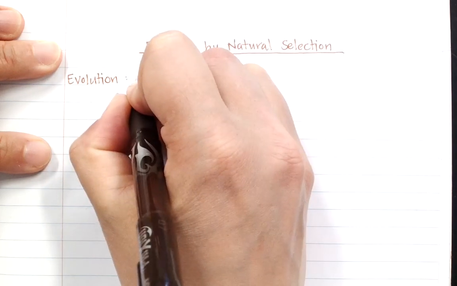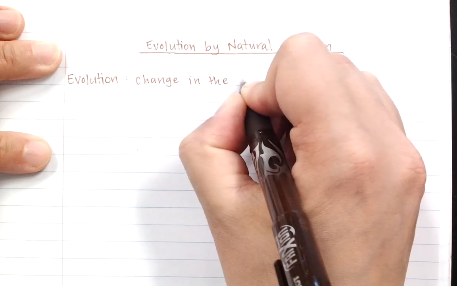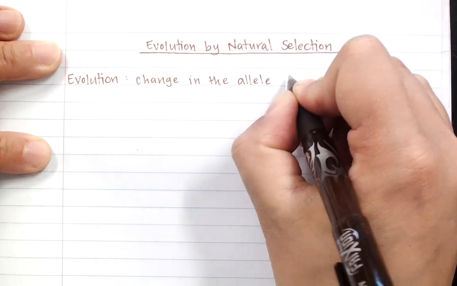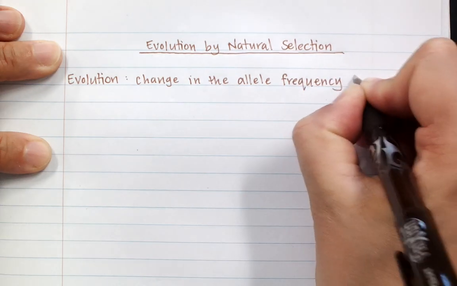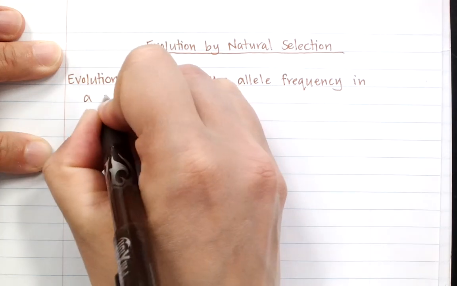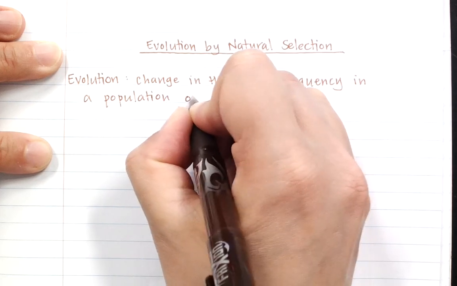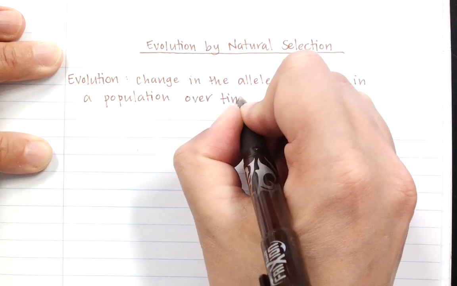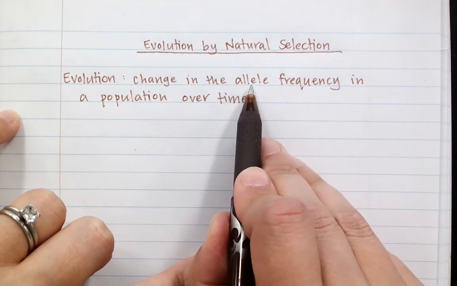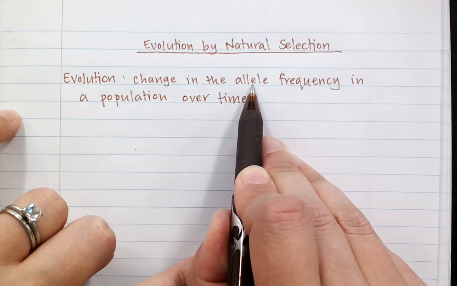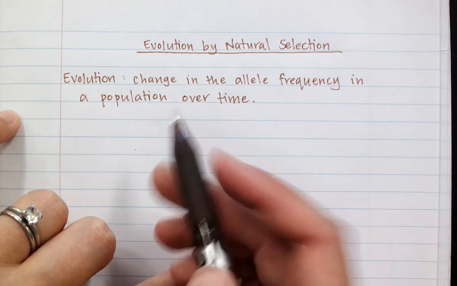And evolution is a change in the allele frequency in a population over time. And what this is really saying is that we're going to have more of some alleles in the population than other alleles over time. So a couple of things I want to be careful with.